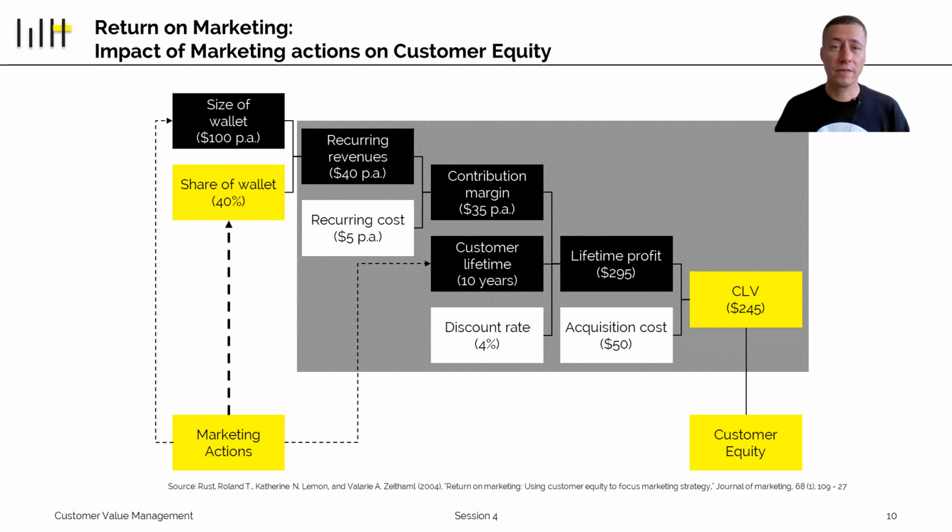Share of wallet assumes that the customer has already made a decision to buy a certain product, has allocated a certain amount of money to that product, the size of wallet, and at that point of purchase, the customer decides whether the product will be purchased from you or from a competitor. If you do anything in marketing, you may be able to increase the share of wallet. And an increase in share of wallet translates directly into a change in CLV.